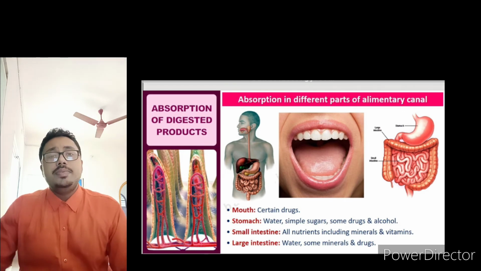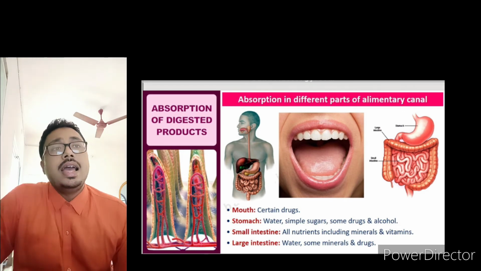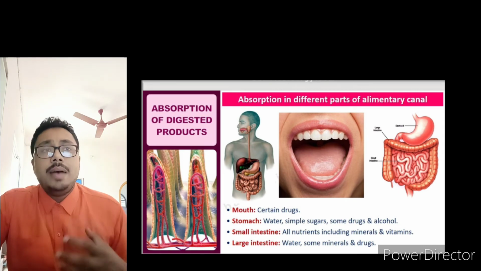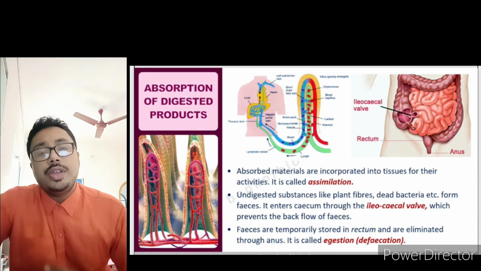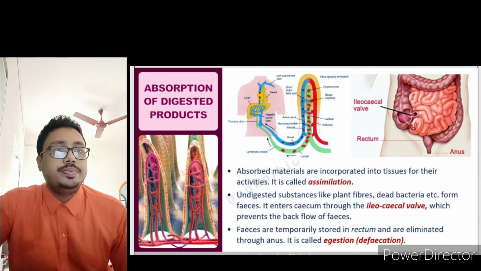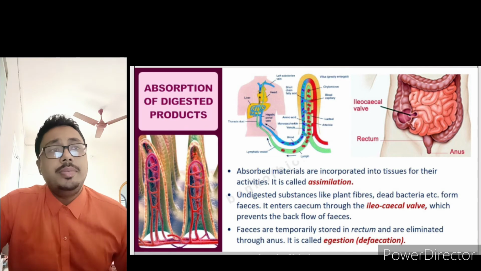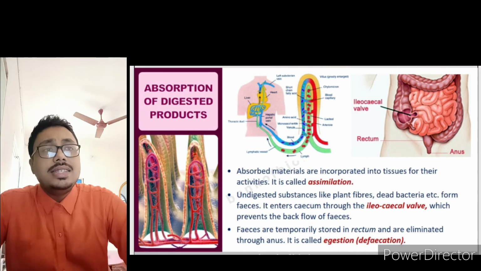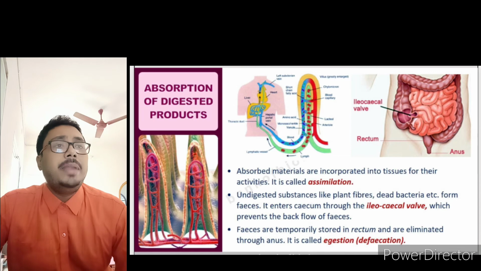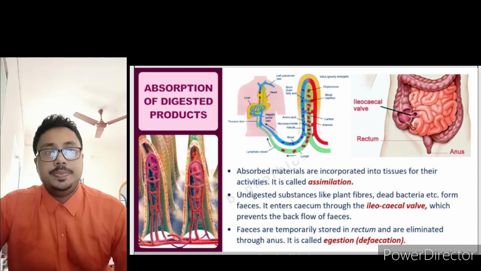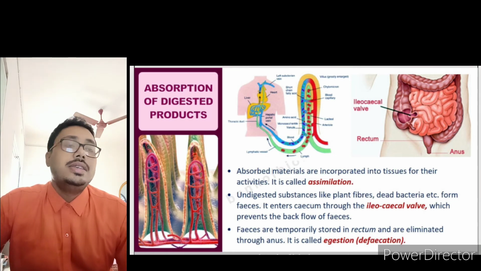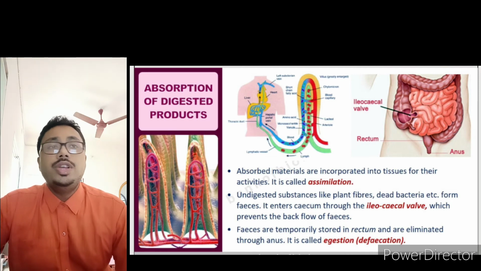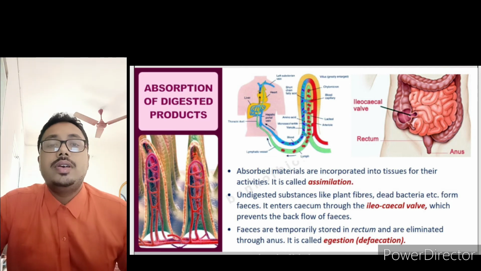Now, after the absorption, the next step is assimilation. That means absorbed materials are incorporated into the tissues. It flows from the bloodstream to the tissues, and this process is called assimilation. Now, the undigested substances like plant fibers, dead bacteria, etc. form the feces. It enters the cecum through the ileocecal valve, which prevents the backflow of the feces.